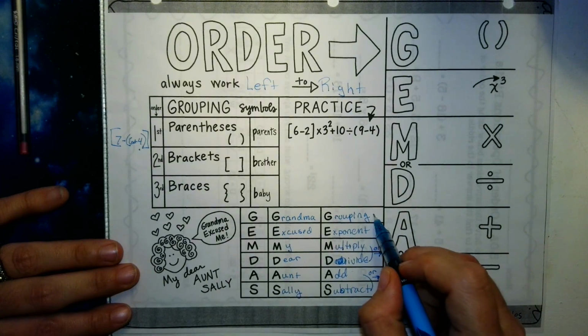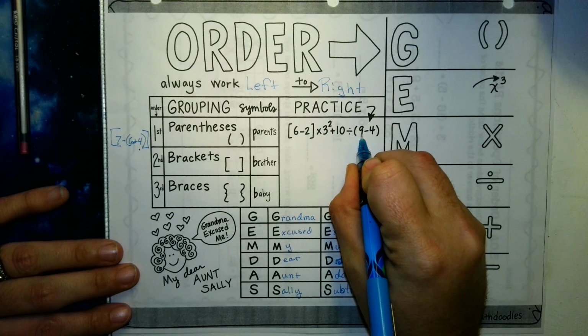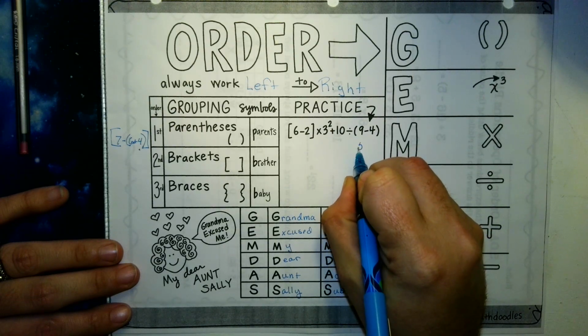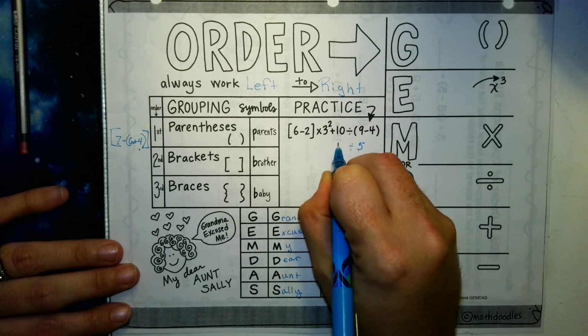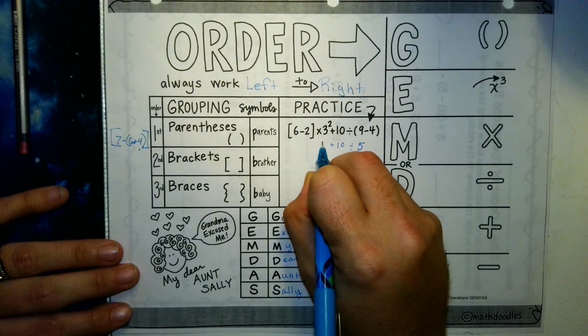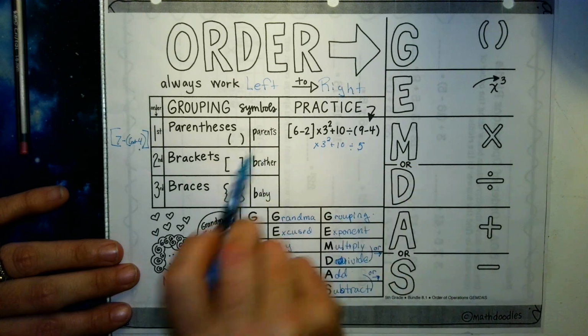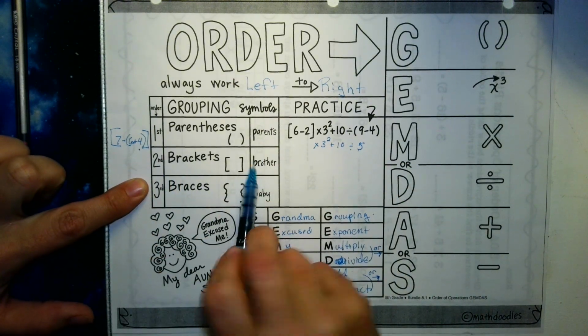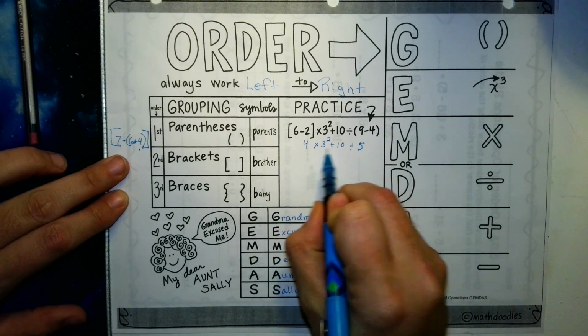So inside of grouping, we have 3 options. We'll start with our parent. So 9 minus 4 equals 5. We don't need the parentheses anymore, so we're going to bring down everything. We're not going to change anything that we're not working with, so we did this one first. Now we can go to our brackets, which is 6 minus 2, which equals 4, and we've already brought everything else down.